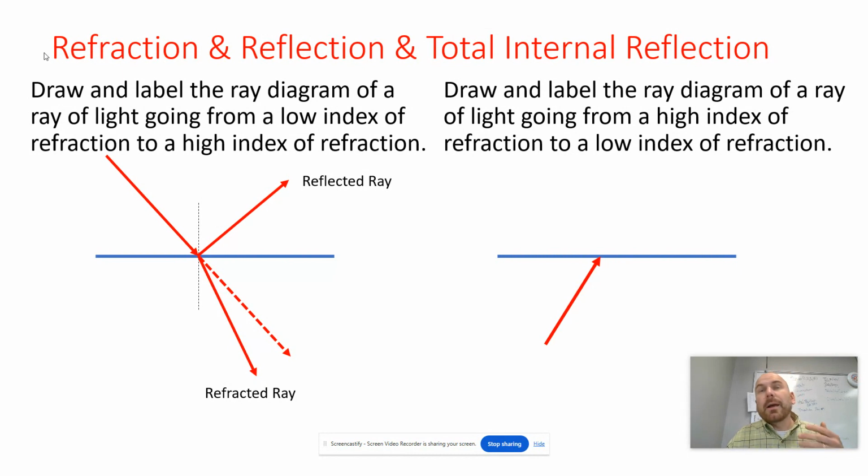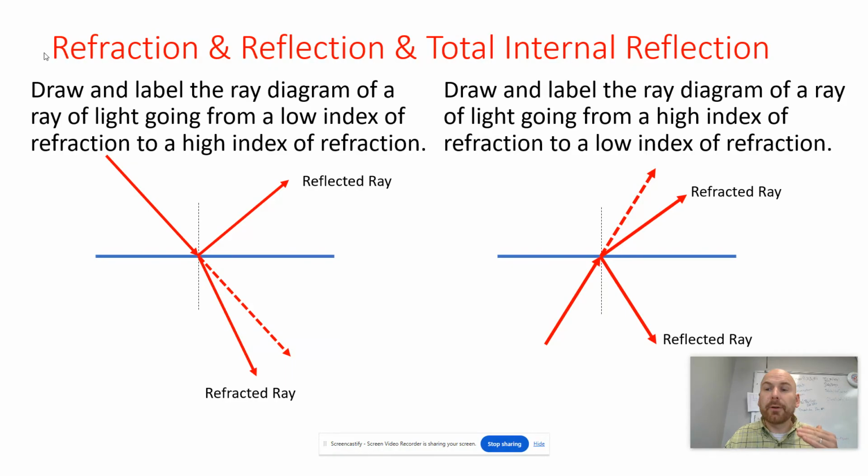Second scenario, if you go from a high index of refraction to a low index of refraction, what is it going to do? First, draw our normal line perpendicular to the surface and the no refraction ray, so straight on through. Is it going to bend away or towards? In this case, it's going to bend away from the normal line. And then we also have a reflected ray that obeys the law of reflection.